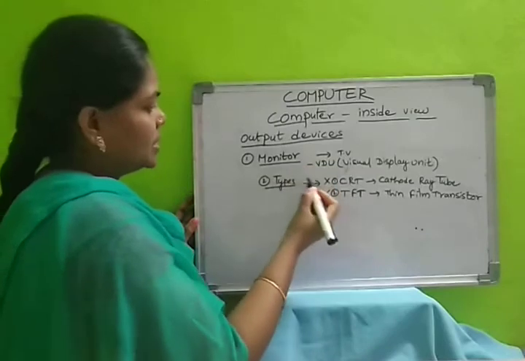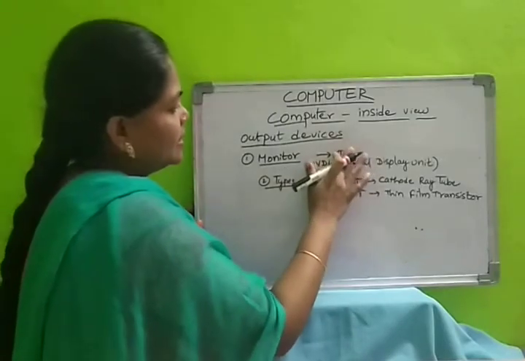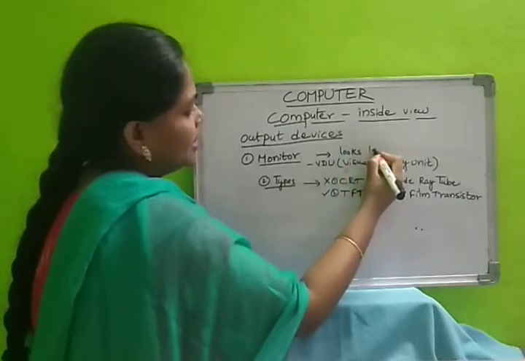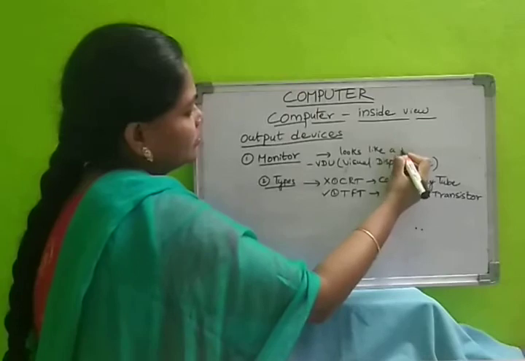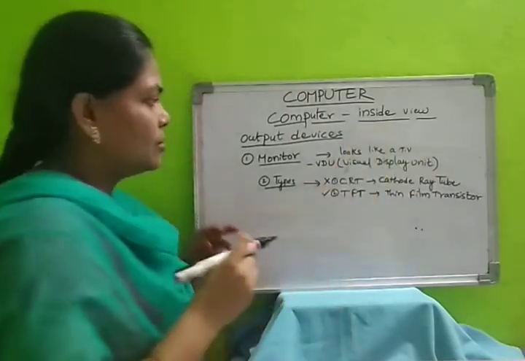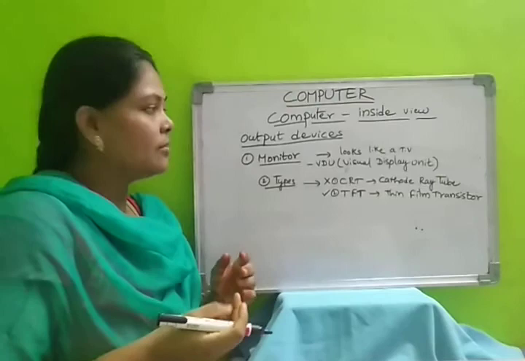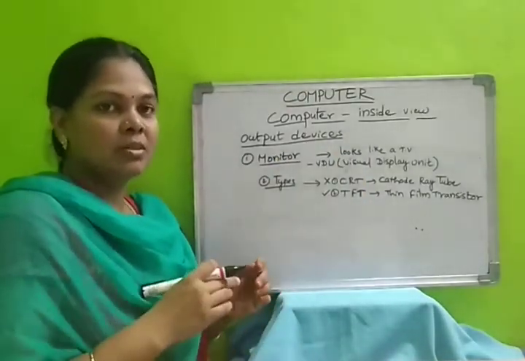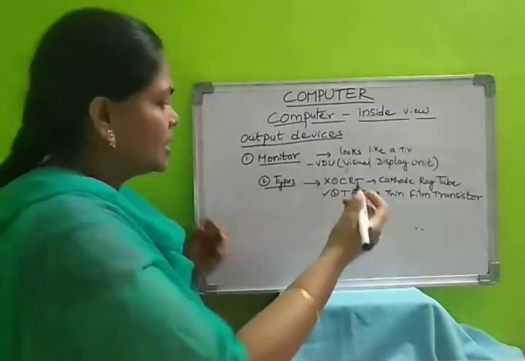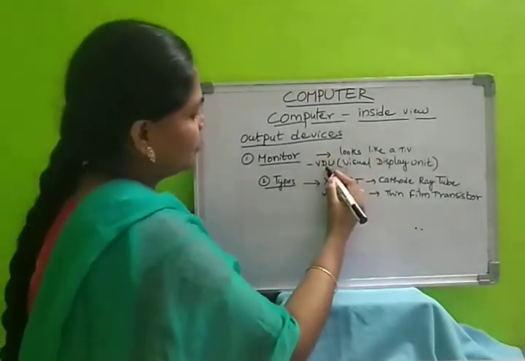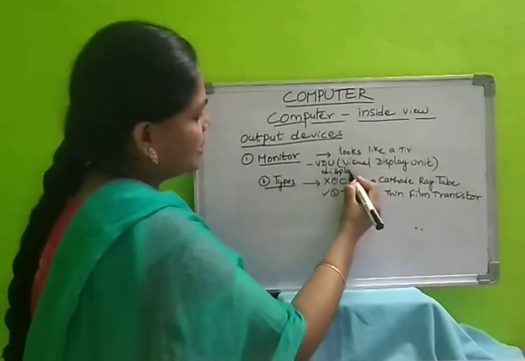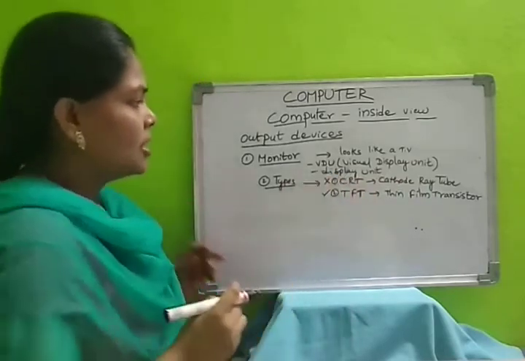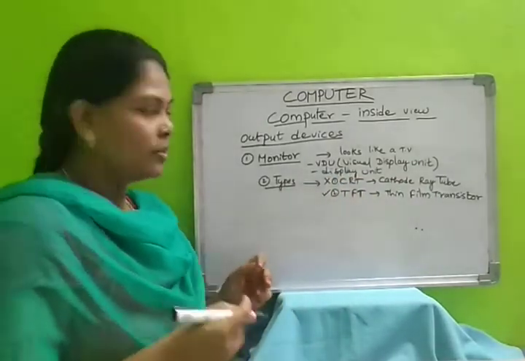So the first output device is the monitor. It looks like a TV. This is not a TV, but it looks like a TV. Whatever you select, whatever you write, whatever you want to watch, that will be displayed on the monitor. So the monitor is a display unit. It is also called VDU, Visual Display Unit.